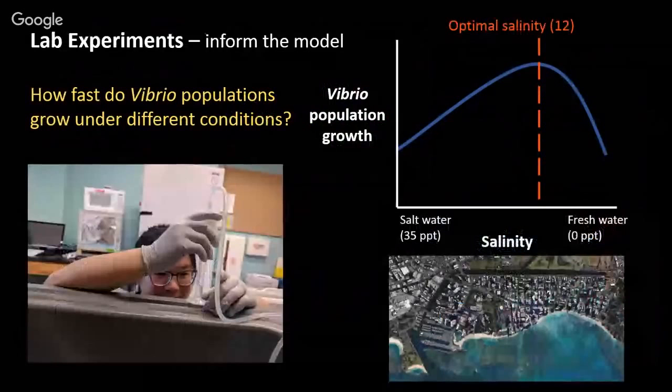We're going to be growing Vibrio in different conditions. One of the conditions will be different salinities. Then we measure how fast their population is growing, and from this, we can get sort of an optimal salinity that they really like to grow at. Salinity is basically a measure of how salty the water is. From the streams, we're getting a lot of fresh water, which is really low salinity. In the ocean, we're getting salt water washing in, and we have this gradient of salinity.